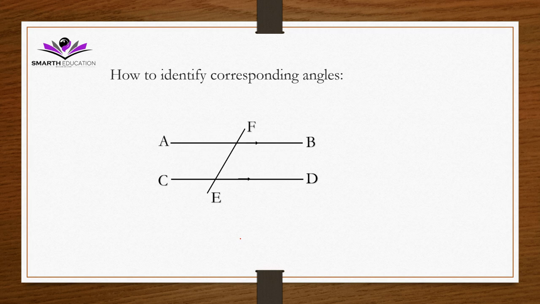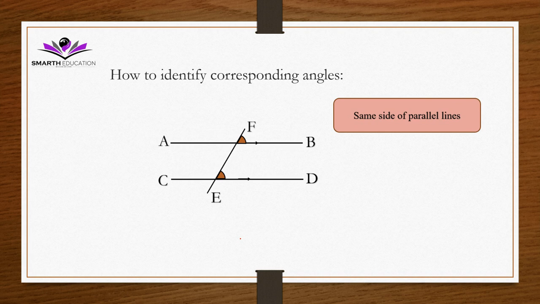How do you identify corresponding angles? How do you see that these angles are corresponding angles? Let's discuss a few ways. I'm just suggesting here. We can have this situation here. The corresponding angles are on the same side of the parallel lines. If you check here, this one is above AB, and this angle here is above CD. So we can see that.